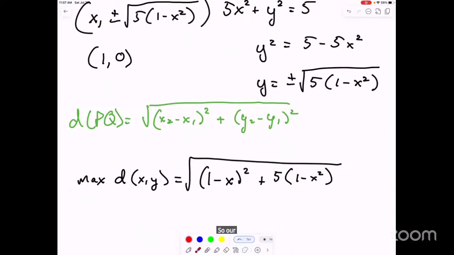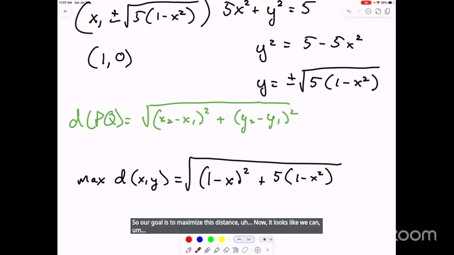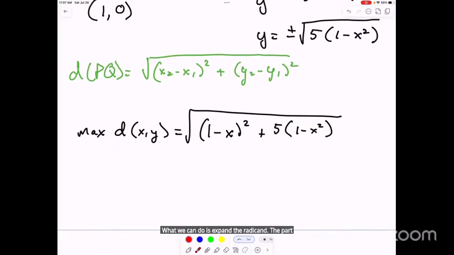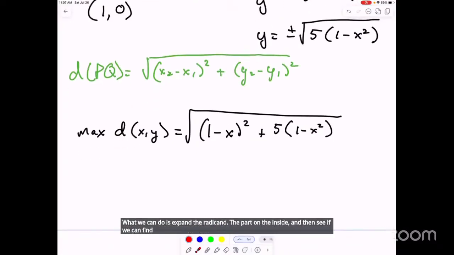So our goal is to maximize this distance. Now it looks like we can simplify this, right? Because we got one of something. Okay, well, that's squared. No, it's not. We can't combine these. What we can do is expand the radicand, the part on the inside, and then see if we can find a perfect square.